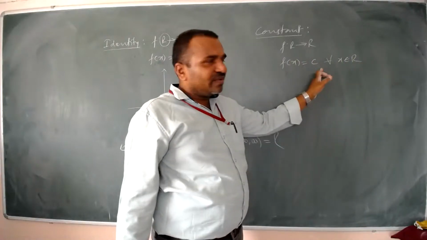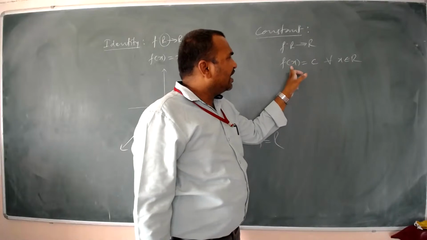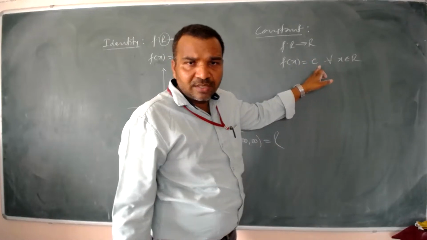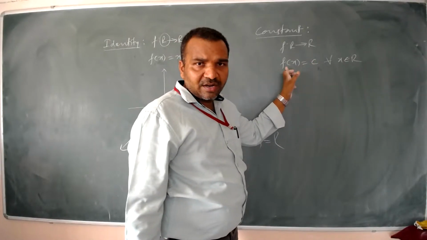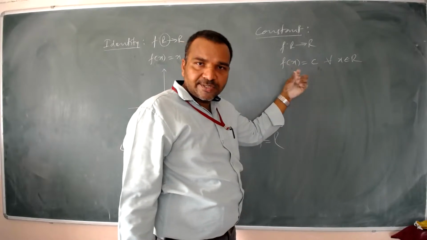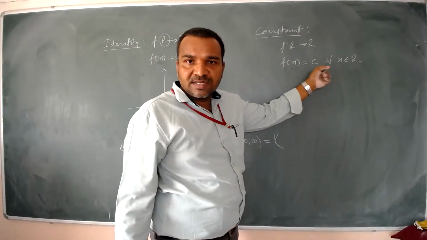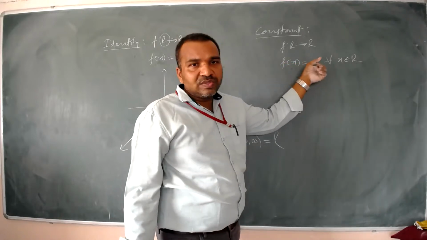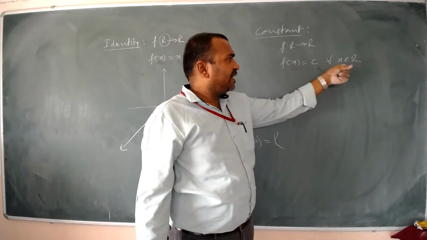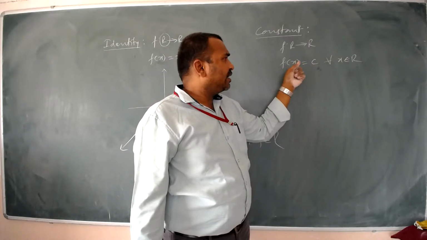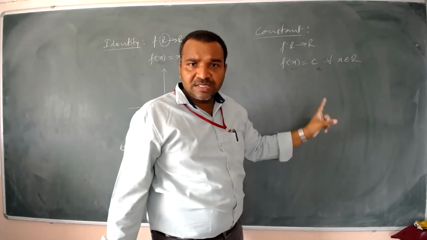What is the meaning of f of x equals c? You can take any value, the result is always c only. By taking any real number, what we can substitute, that is the domain. What we are getting, that is the range. So f of x equals c. By taking any real number x, the answer is always c only.